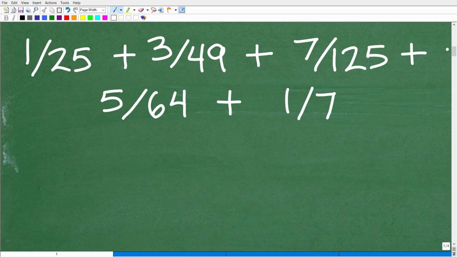All right, so let's go ahead and get into this problem. The whole idea here is that this problem is pretty easy to figure out, in other words, finding the LCD, if you really understand how to find the lowest common denominator. In this particular problem, we have the denominators 25, 49, 125, 64, and 7. And you are going to want to find the LCD if we want to actually add these fractions up.